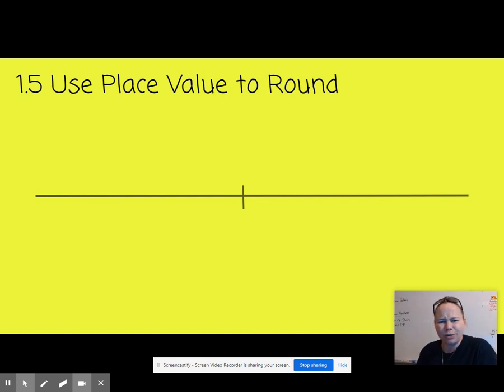I want you to think about what is rounding? What is an estimation? It's when you don't give me the exact answer, you give me an answer that's close to that. At what place would you use rounding?